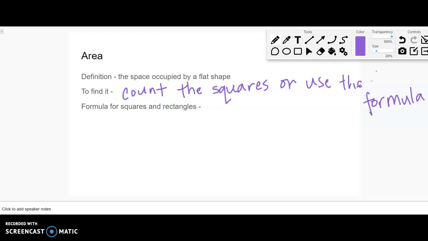But for squares and rectangles, we need to do the length, so how long the shape is, times the width. Now it doesn't matter which one you count as the length and which one you count as the width, since we're multiplying and you can multiply in any order. All right. Again, make sure this is written on your paper. I'm going to go to the next slide, but if you need to pause this to write it, go ahead.